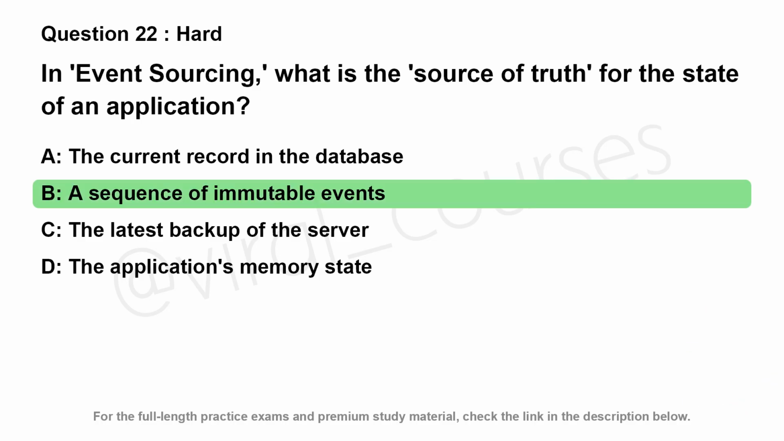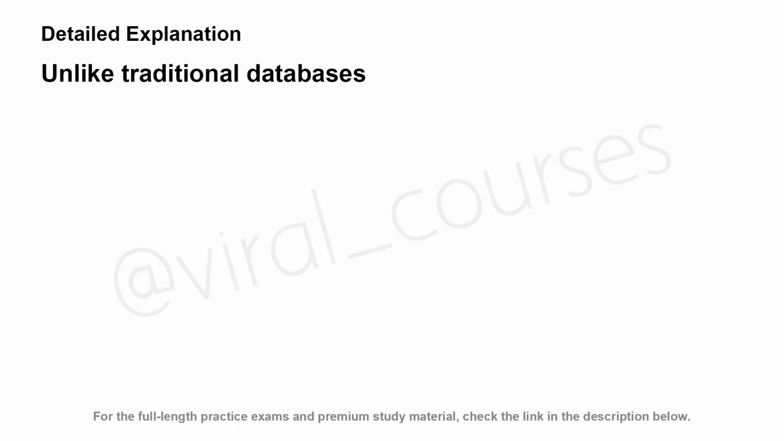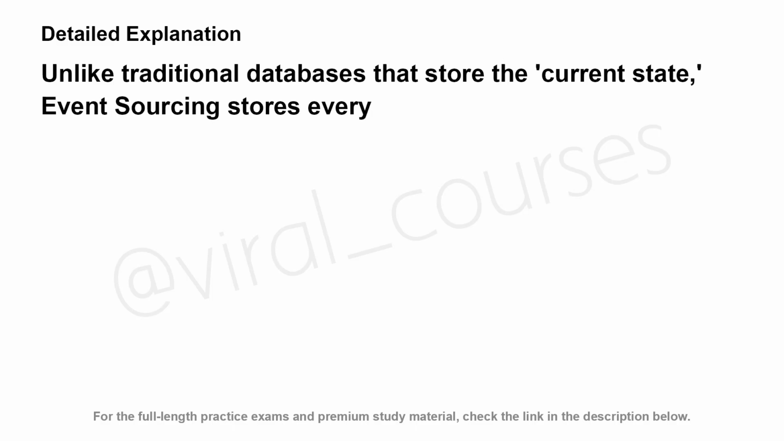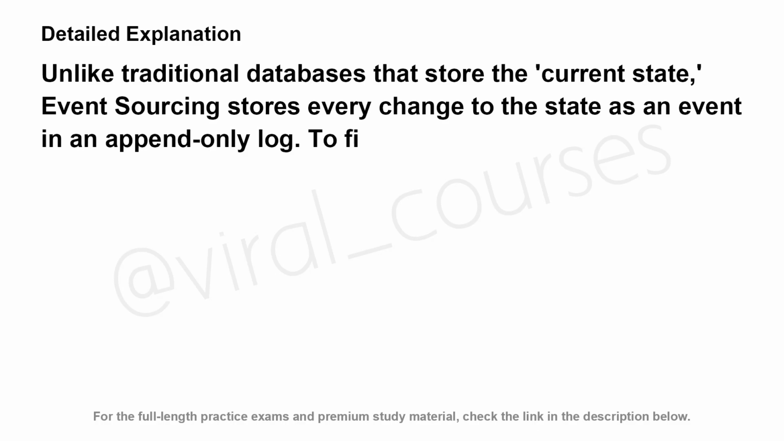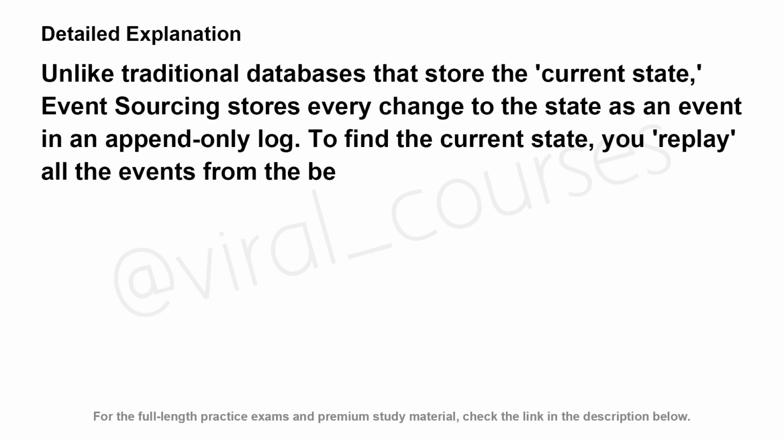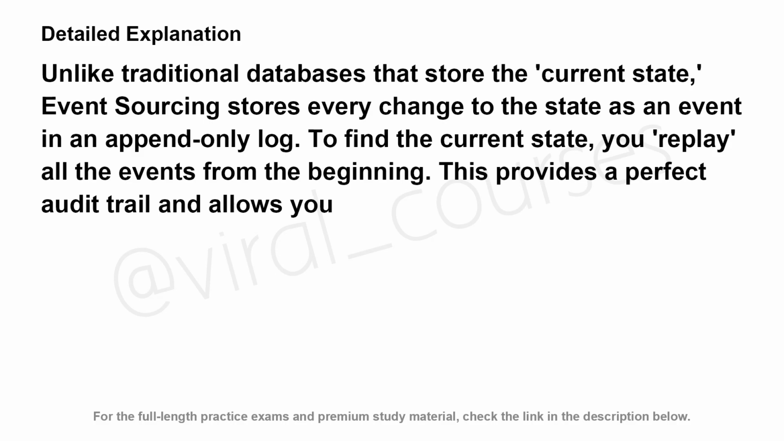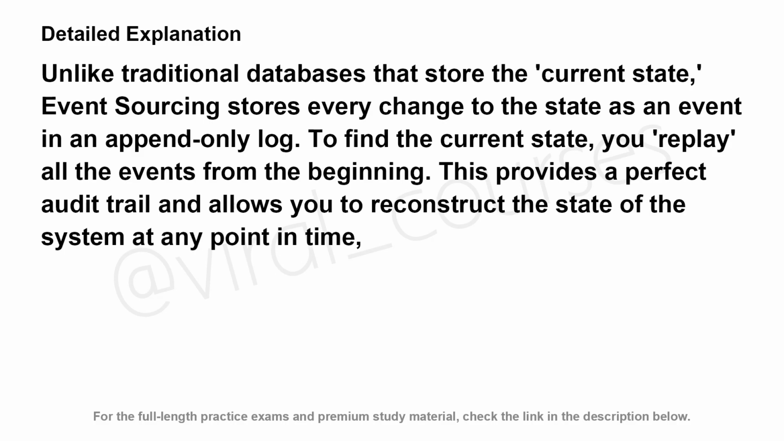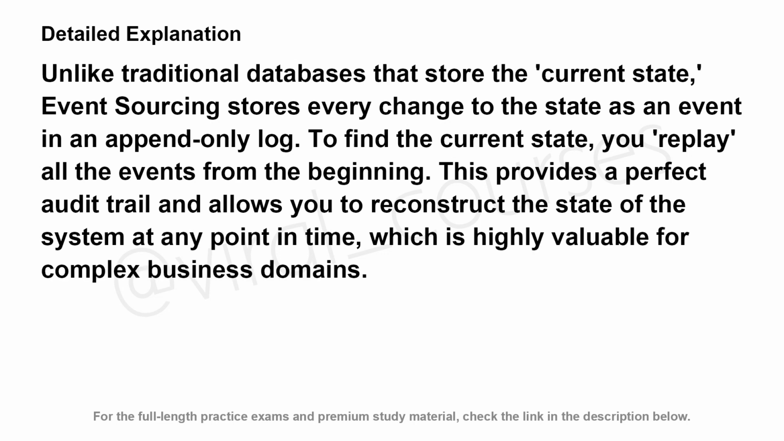The correct answer is B. Unlike traditional databases that store the current state, event sourcing stores every change to the state as an event in an append-only log. To find the current state, you replay all the events from the beginning. This provides a perfect audit trail and allows you to reconstruct the state of the system at any point in time, which is highly valuable for complex business domains.